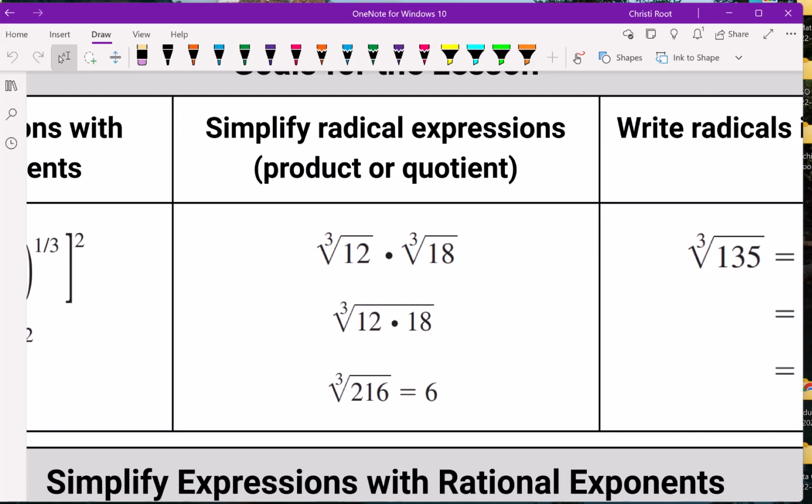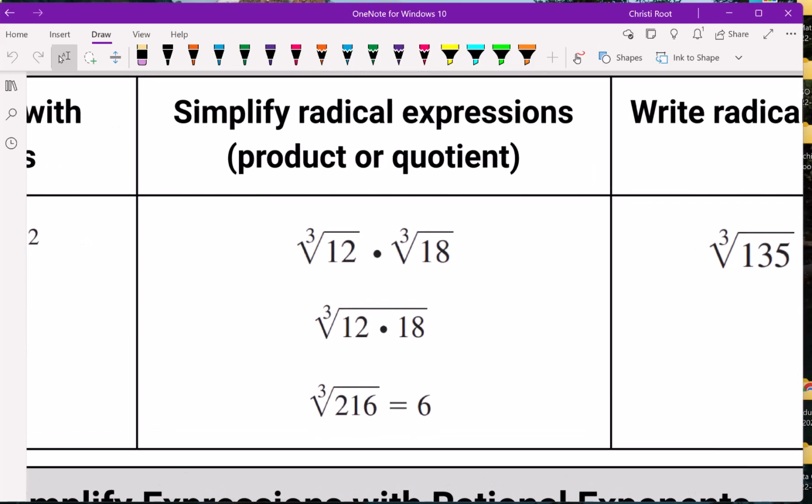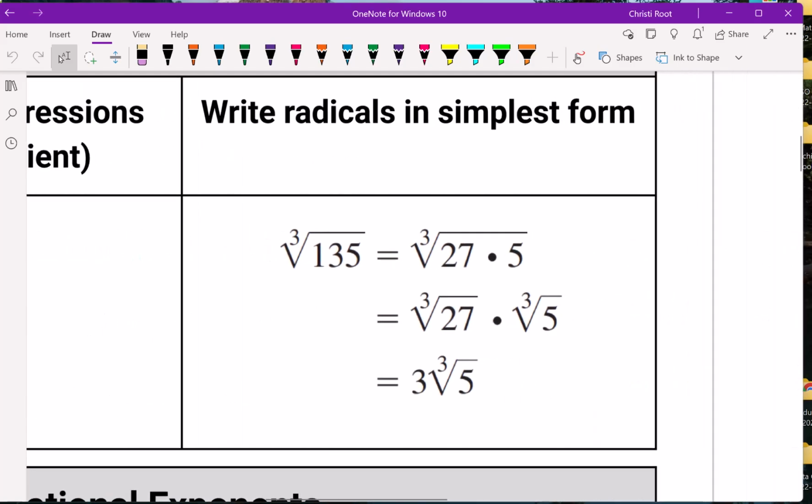This one is actually very basic. Okay, you're just combining, you're either multiplying or you're dividing. So it's pretty easy compared to the first one anyway. And then you're going to write radicals in simplest form. This one, you absolutely cannot depend on your calculator to simplify, especially like cube roots. Square roots, yes, but cube roots, no.